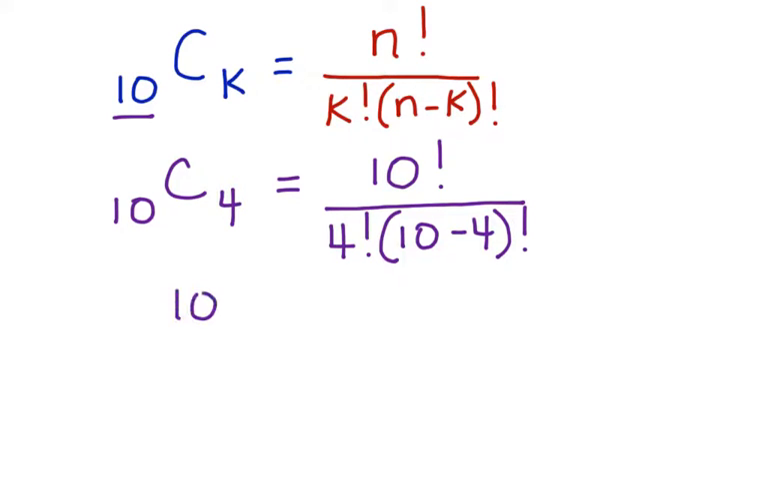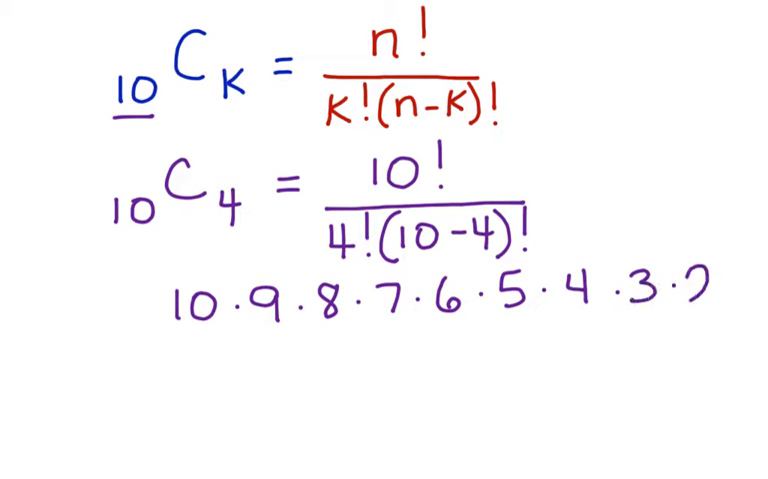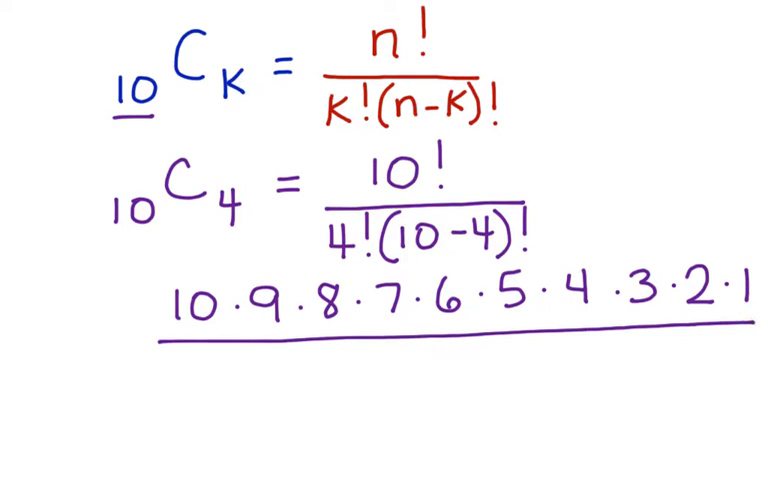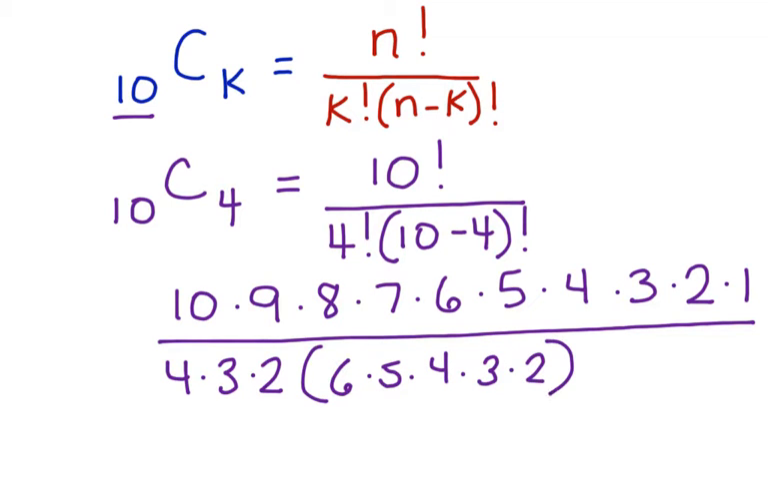So if we're going to write it out the long way, we'd have 10 times 9 times 8 times 7 times 6 times 5 times 4 times 3 times 2 times 1 over 4 times 3 times 2 times 10 take away 4, which is 6 factorial, 6 times 5 times 4 times 3 times 2.